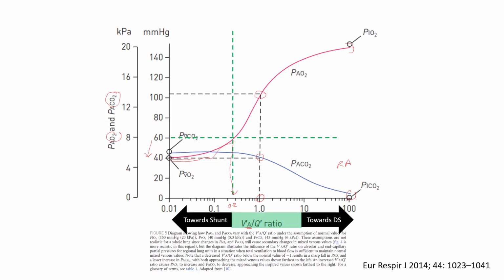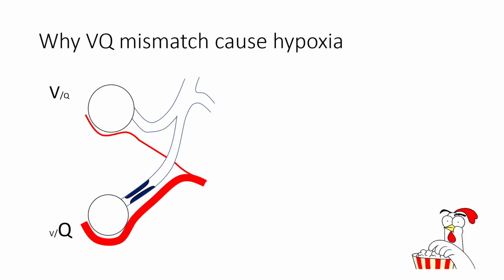So we have an area where the VQ ratio is pretty well matched, and that's where most of the oxygenation happens. So why does VQ mismatch cause hypoxemia? Let's look at this two alveoli model. We have an alveoli with high VQ and another alveoli with low VQ. The one with the high VQ has P alveolar of 130, so the oxygen saturation coming out of these alveoli is 100%. However, the blood flow is much lower.